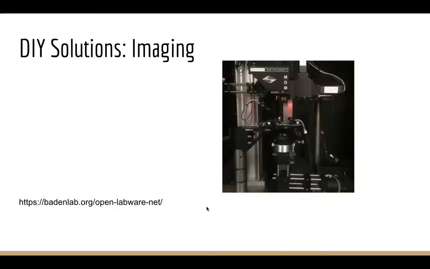And also this for imaging. I mentioned before how you can buy second-hand microscopes much cheaper than first-hand. But you can also do DIY techniques. You can buy open source 3D printed parts that you can just assemble with an instruction manual. It takes quite a lot longer, but it can save a huge amount of money. So that's OpenLab, openlabware.net. There's a little link in the slides later.